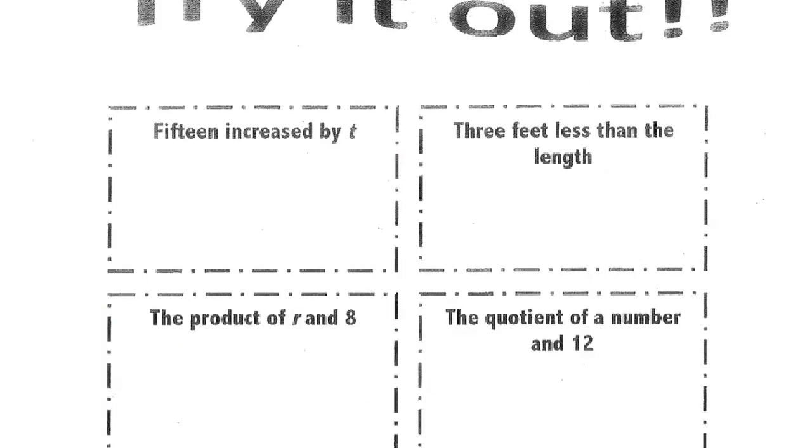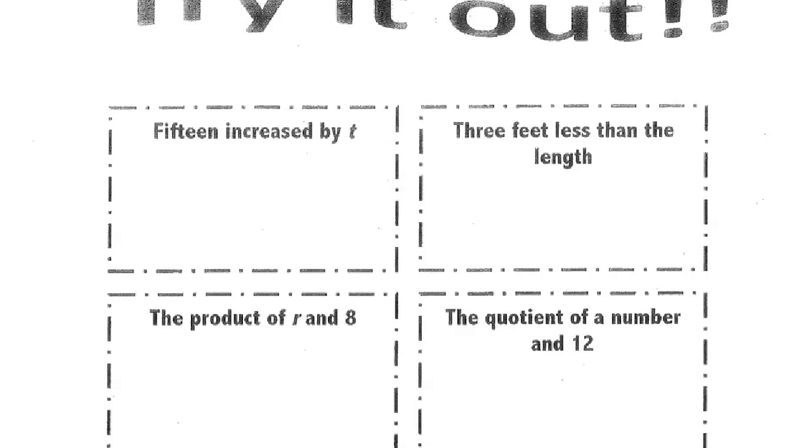Okay, so let's try it out. I want you to look at this and I want you to pause the video and try these on your own and then come back and see how correct you are. The first thing that you will do is read the problems. Like the first one says 15 increased by t. Use the words and operations list that we just created and see if you can write this out as an expression. Okay? And then come back to the video.